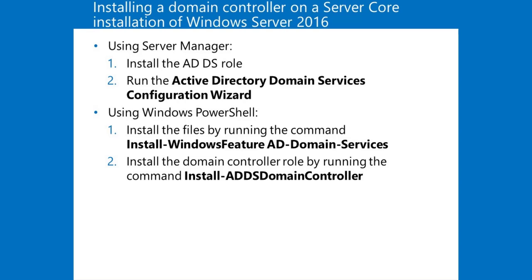After you install the AD DS files, you can complete the rest of the configuration process, except for the hardware installation and configuration, in one of the following ways. Use Server Manager to start the Active Directory Domain Services Configuration Wizard as described in the previous topic. Run the Windows PowerShell command Install-ADDSDomainController, supplying the required information on the command line.